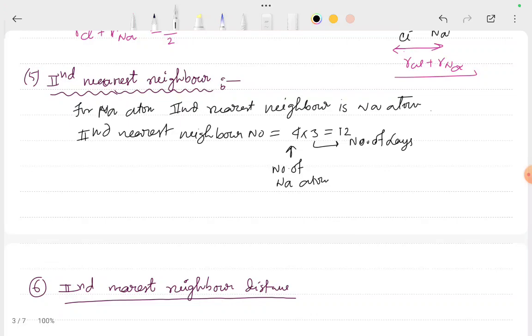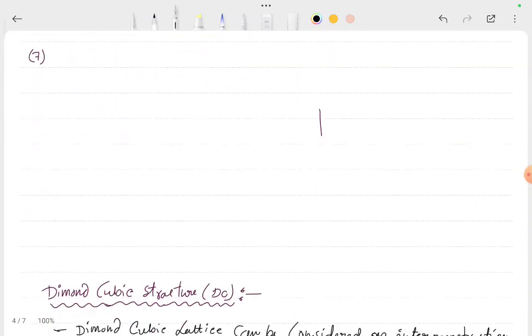And the second nearest neighbor distance is very easy. That is equal to A, for one sodium atom to another sodium atom. So the second nearest neighbor distance is equal to A for NaCl. Next we go to the second nearest distance, which we already discussed at point number 6. Just write it down.